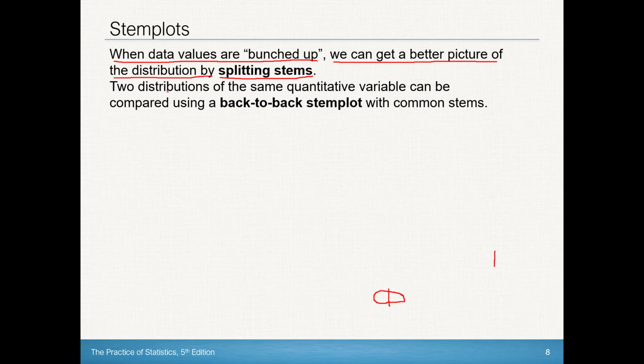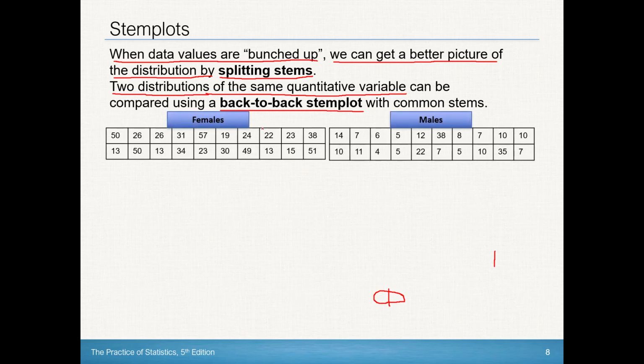Okay. With two distributions, you want to use a back-to-back stem plot of the same quantitative variable. Okay, that seems good. All right, so let's see what they have here. Usually when you have the two variables, you have males, and this is their shoes. Females, this is their shoes. We just did this one.